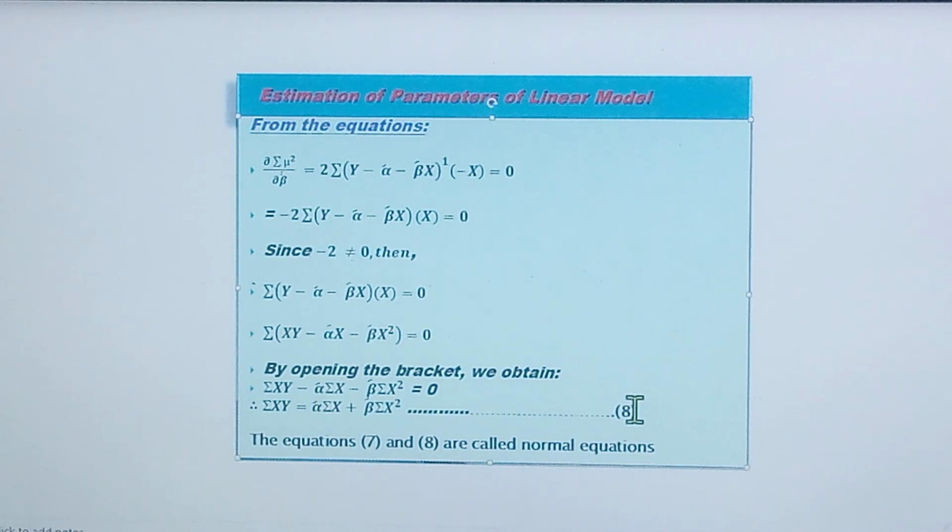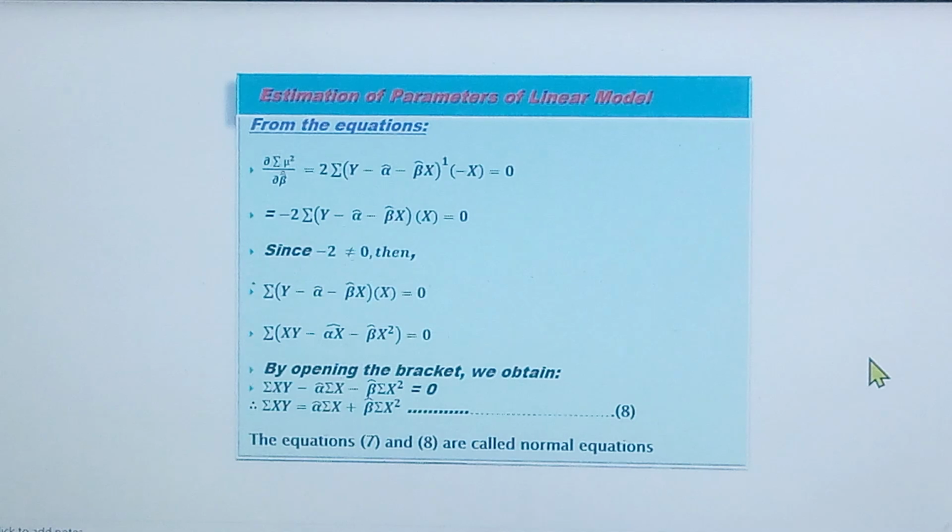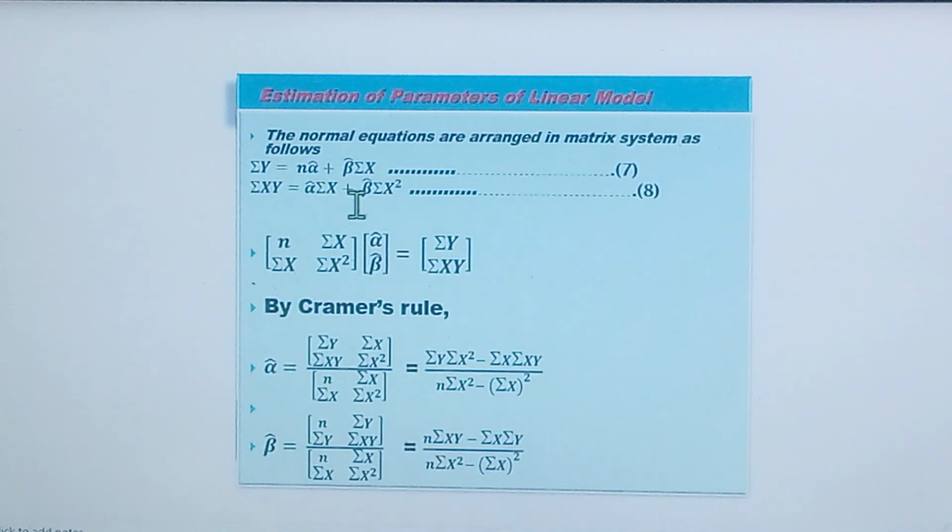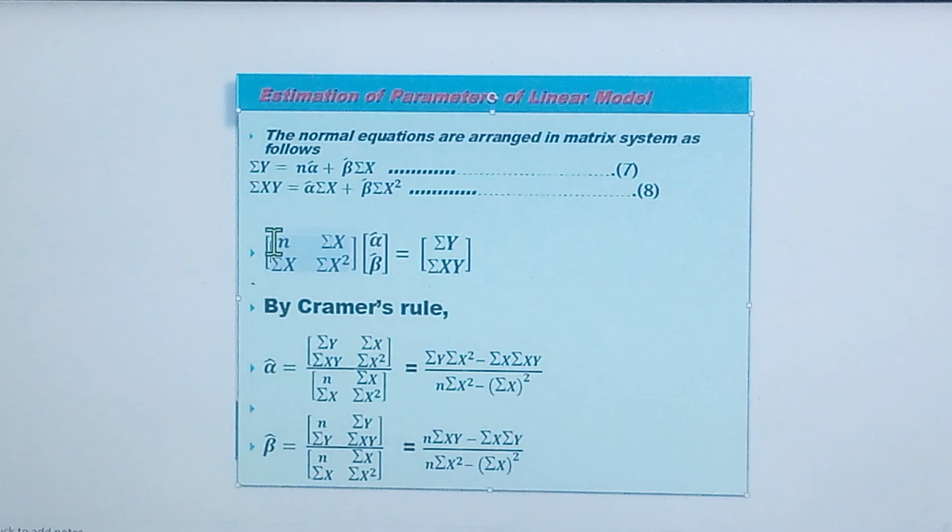So remember, the next thing to do is that we are going to set equation 7 and equation 8 in matrix form, as we mentioned earlier. So here I said equations 7 and 8 are called the normal equations. So let's set it in matrix form. Now the normal equations are arranged in a matrix system as follows. Look at equation 7, look at equation 8. So you see, the first equation here is the first entry in this matrix.